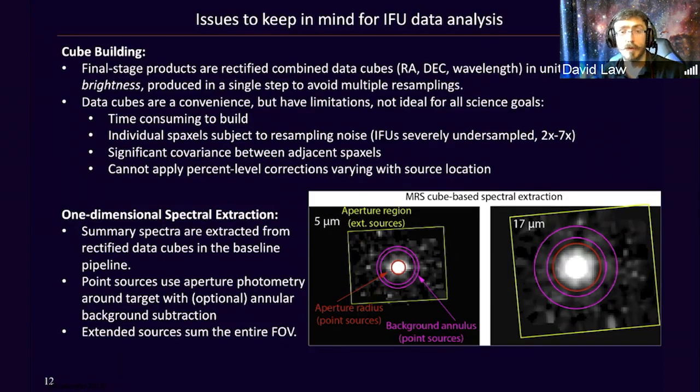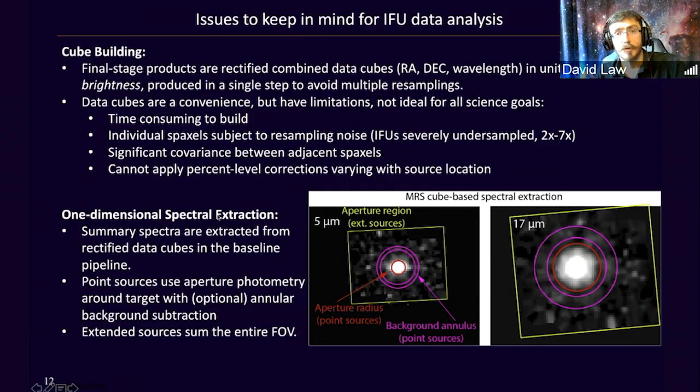And finally, there's a few corrections that you can't really apply very well in cube space if you're interested in looking at spectra of point sources on the detector. So there's a few things you might want to do differently, but cubes are a good starting point for everybody to be able to look at their data and get an idea what's in there and start doing science with the observations. The second products that we provide coming out of the pipeline by default are one-dimensional spectra.